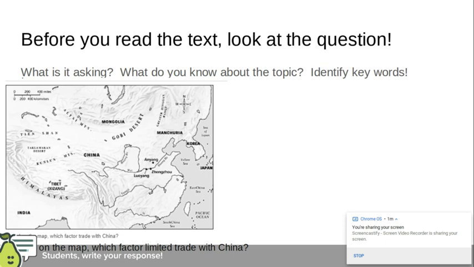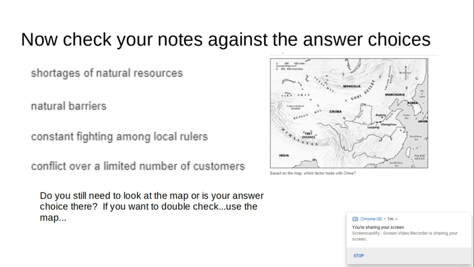Factor limited trade. Okay, limited trade, slowed down trade. Okay, kind of do that brain dump there on your annotating sheet. Now we're going to go ahead and look at our answer choices. Still haven't looked at the map.